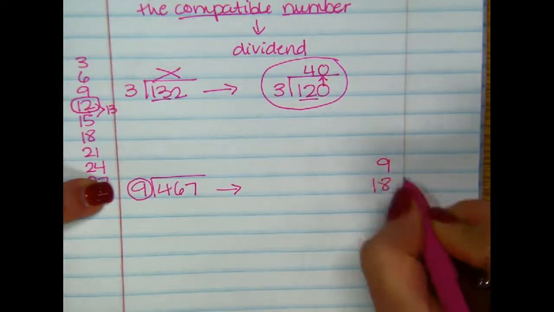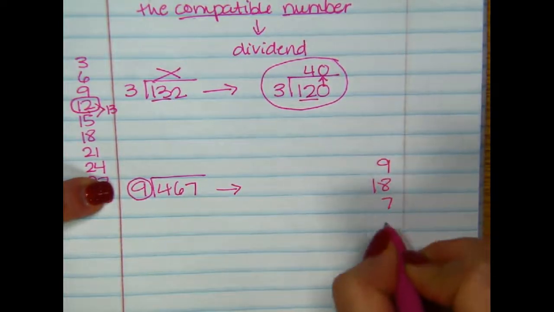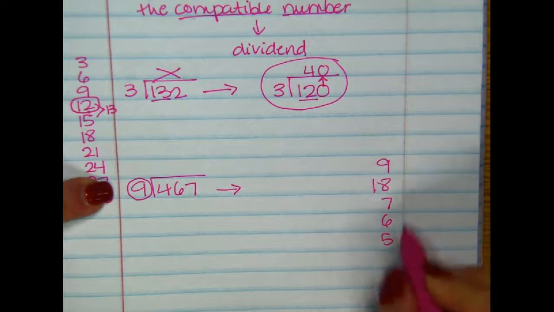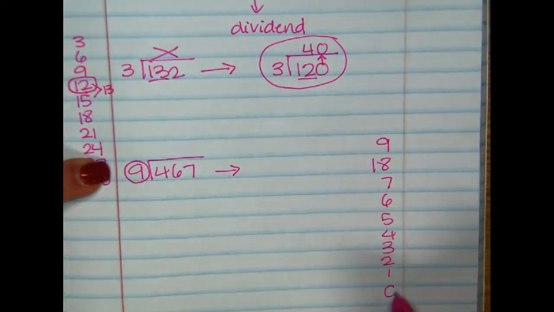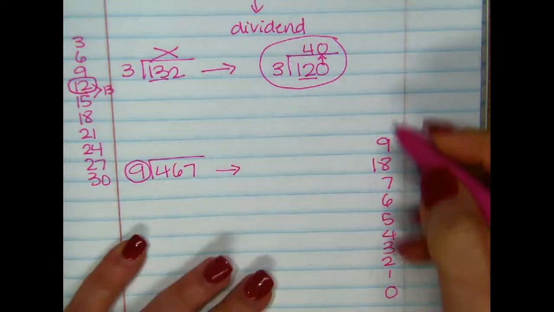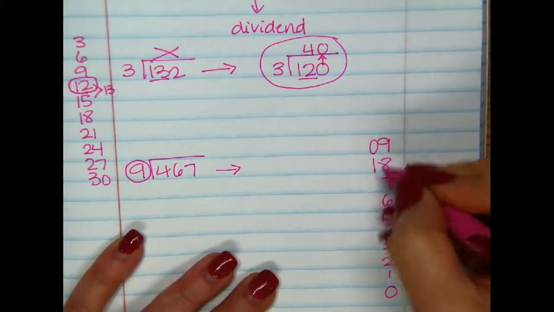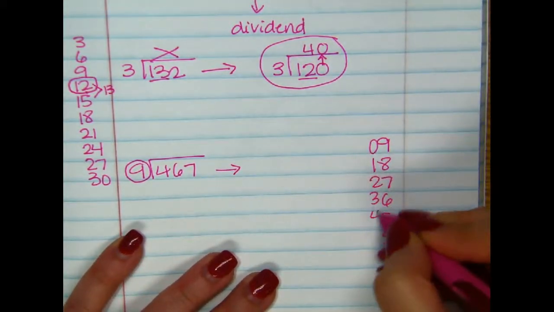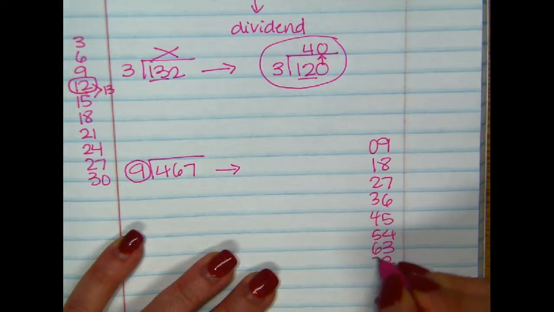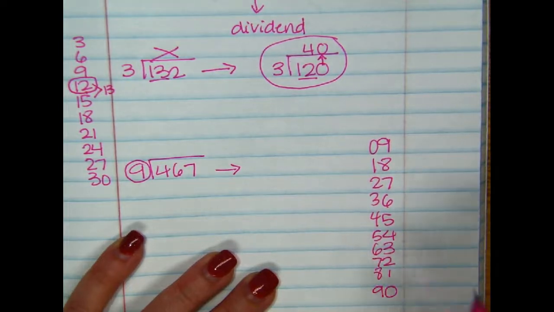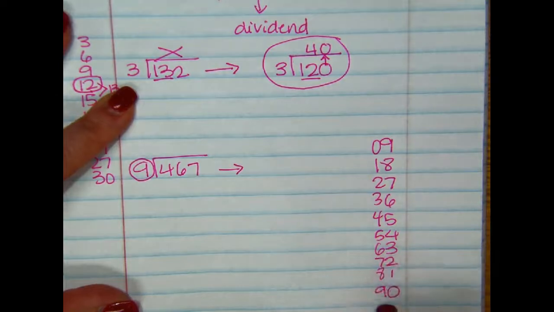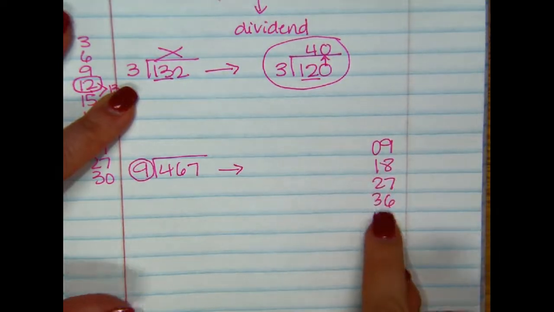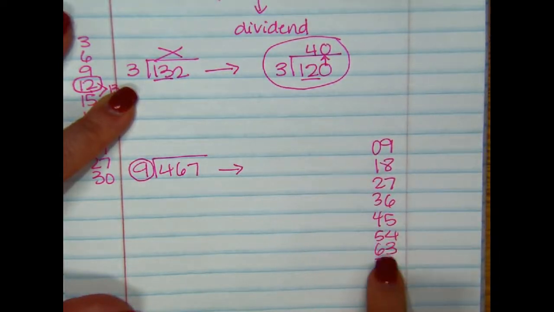Let's do our 1s place going down: 9, 8, 7, 6, 5, 4, 3, 2, 1, and 0. And then let's look at our 10s place. It goes up: 0, 1, 2, 3, 4, 5, 6, 7, 8, 9. So if you don't know your multiples of 9, you can easily start to learn them by practicing that skill. So we have 9, 18, 27, 36, 45, 54, 63, 72, 81, and 90.